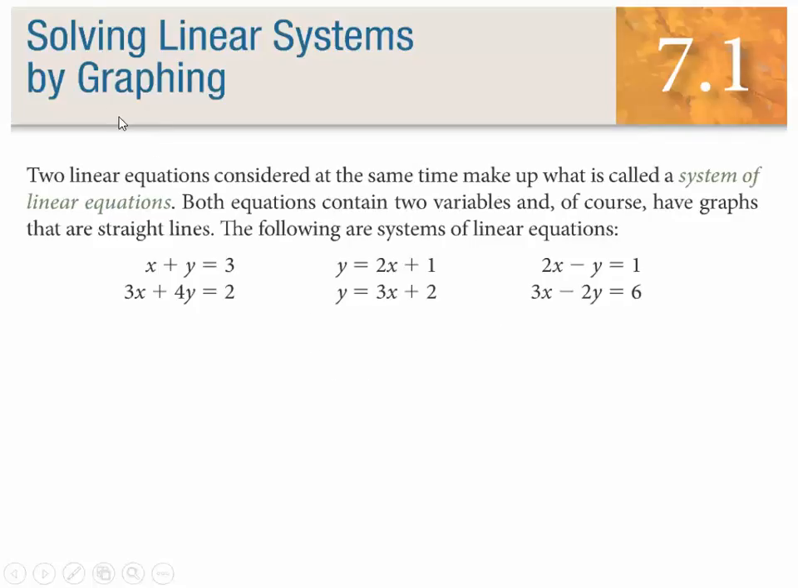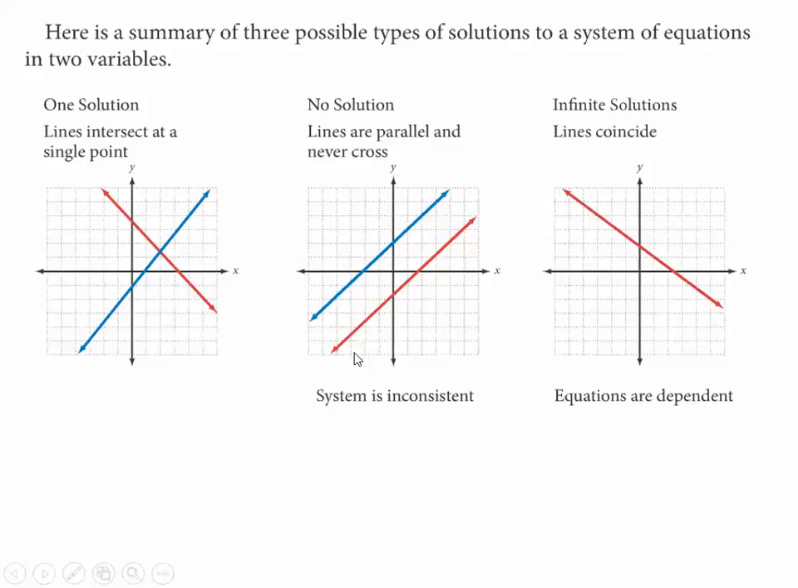So let's take a look at our definitions. What are we really trying to do with these systems? With that, 7.2 and 7.3 are really going to be the methods we use. So we're going to taper off of the graphing method and learn some other stuff. All right, with that said, let's take a look at it.